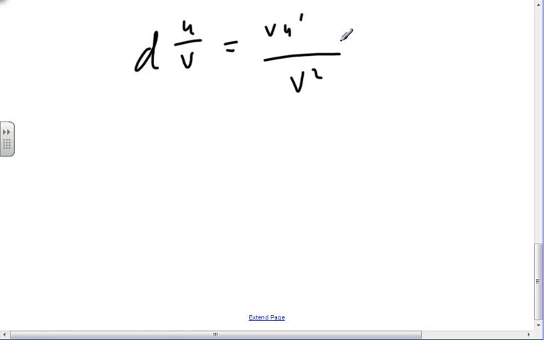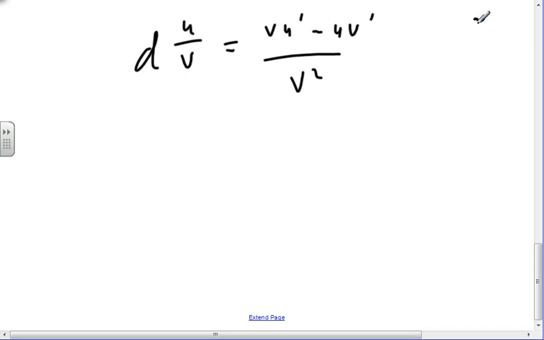But if I remember the quotient formula, because it's in the back of my book, I have the derivative of u over v is equal to something over v squared. And it is the guy on the bottom times the derivative of the guy on top, minus the guy on top times the derivative of the guy on the bottom. Okay, so that's what it's supposed to be. Now do we remember what the formula was?